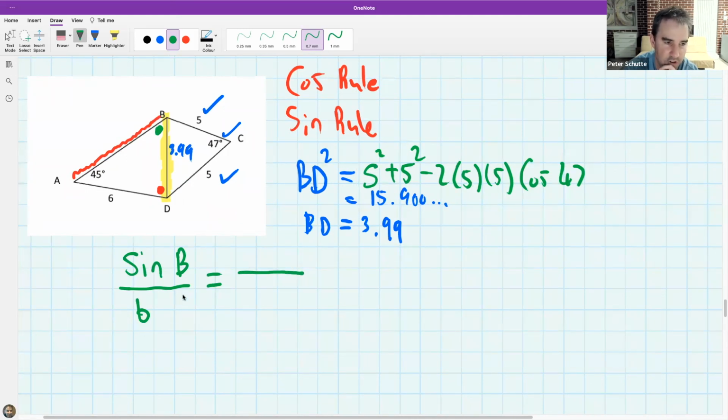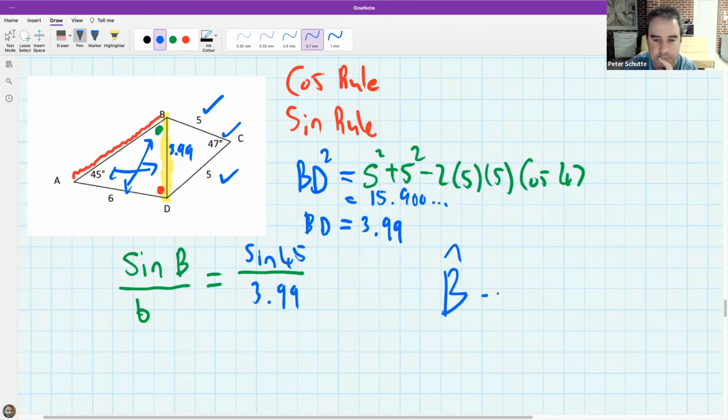Younger, you're a star. Now, those who haven't, the sine rule was lessons 3 and 4 in the series. But if you think about it, the sine of beta over 6 must be equal to the sine of 45 over 3.99. So basically it's these two pairs. So who can find me what the size of angle B is?